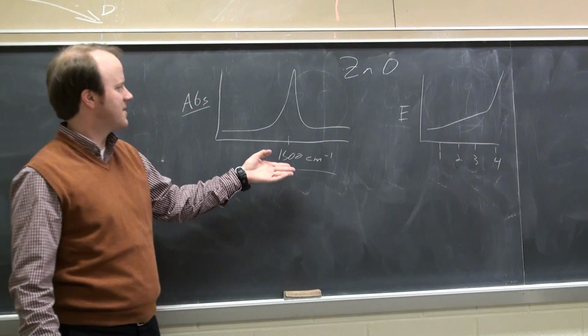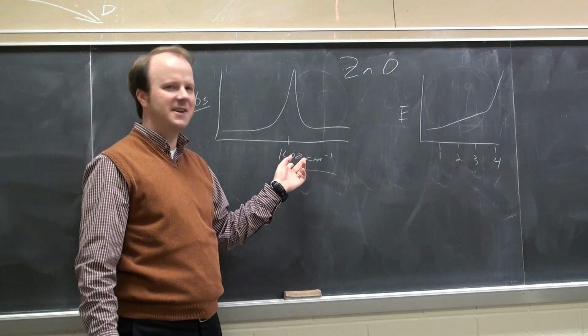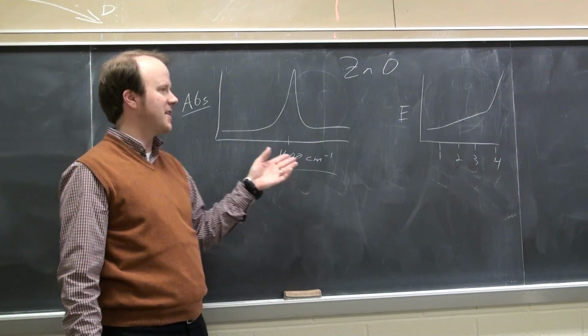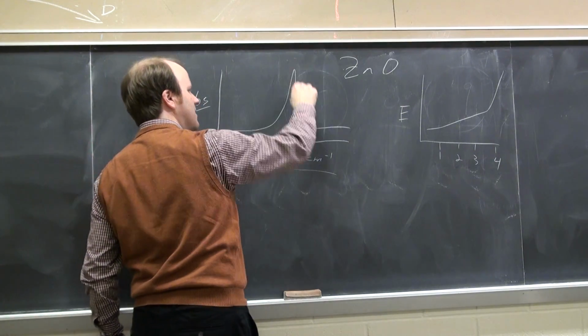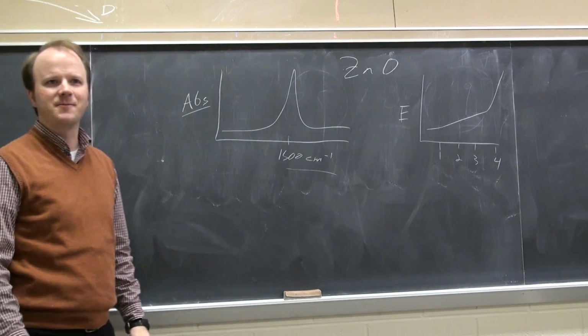And so if I tell you that there's a strong absorbance for zinc oxide at 1500 in the FTIR, you don't need to know anything about what else is happening. You just need to draw a strong absorbance right there.